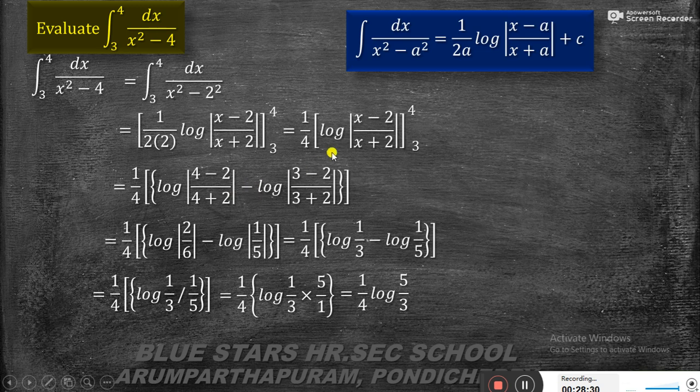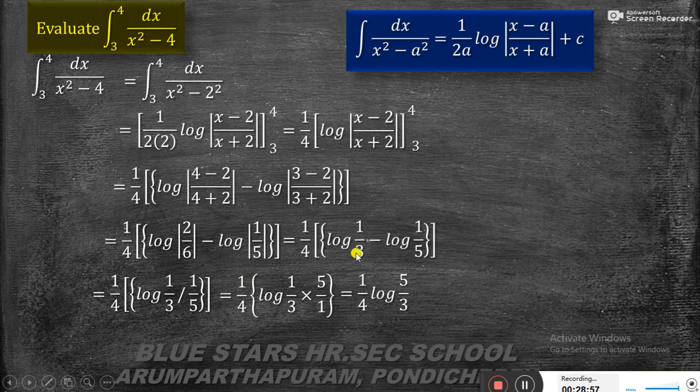Next, in the middle, I put the minus sign and apply the lower limit. So this is upper limit minus lower limit. So log of, now I apply the lower limit, means 3: 3 minus 2 by 3 plus 2. So the next step I write 1 by 4 log of 4 minus 2, means 2, by 4 plus 2, means 6, minus log of 3 minus 2, means 1 by 5. So 1 by 4 log of 2 by 6, means 1 by 3, minus log of 1 by 5.